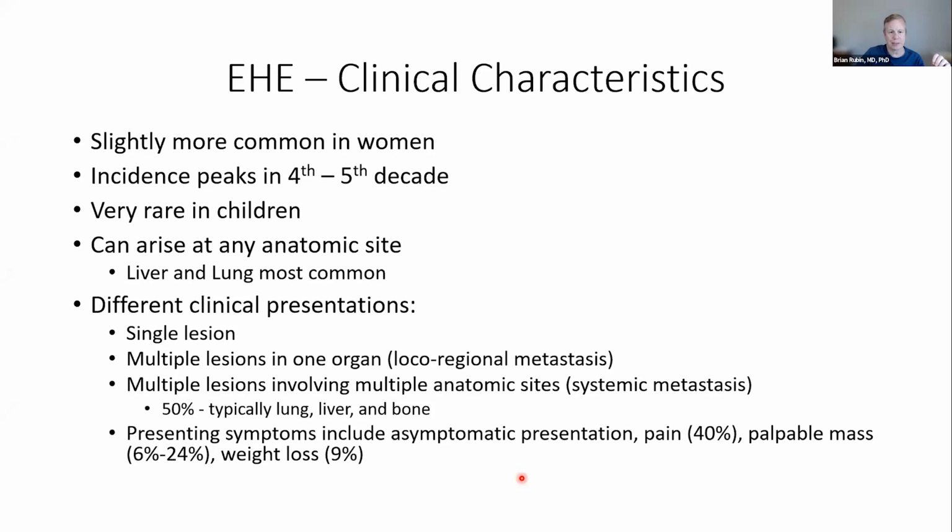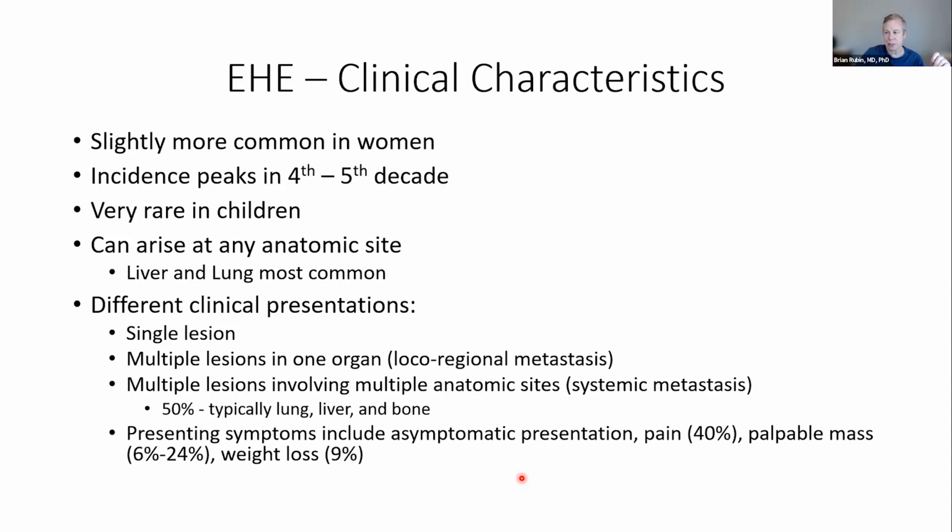And importantly, this disease can arise at any anatomic site. And by that, I mean brain, liver, lung are most common, but also GI tract, essentially soft tissue, bone. I've seen EHE in virtually every possible site that you can imagine at this point. There are different clinical presentations, and those different clinical presentations are important because they have prognosis associated with them.